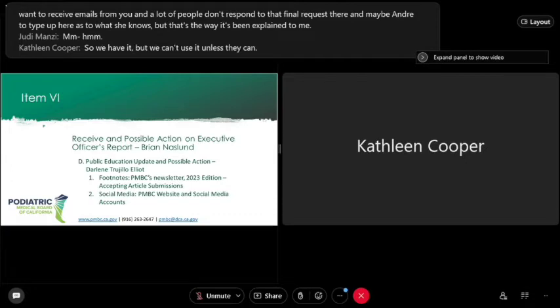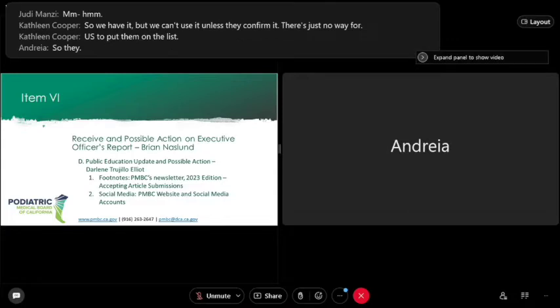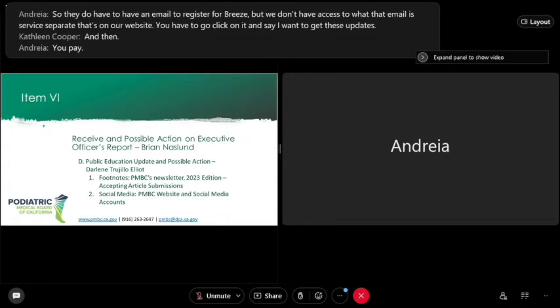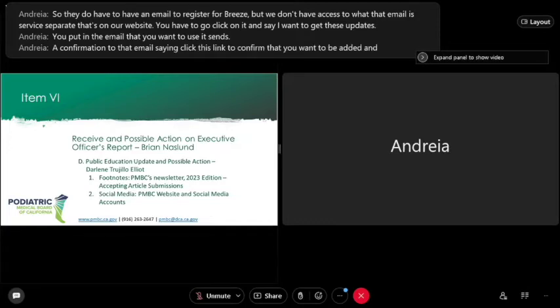There's just no way for us to put them on the list. So they do have to have an email to register for Breeze, but we don't have access to what that email is. The listserv is separate. That's on our website. You have to go click on it and say, yeah, I want to get these updates. And then you put in the email that you want to use, and it sends a confirmation to that email saying, click this link to confirm that you want to be added, and then you get added to the listserv. So it's two separate.